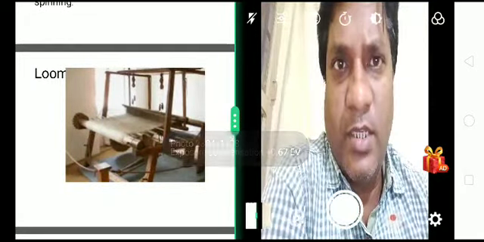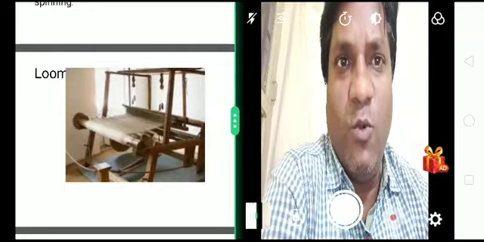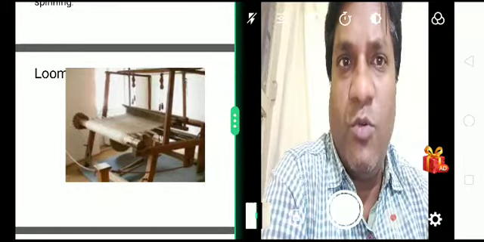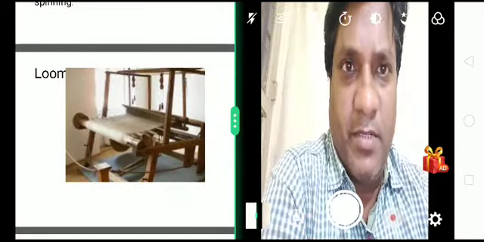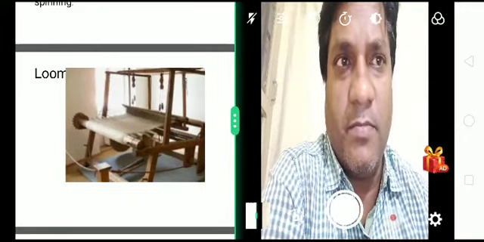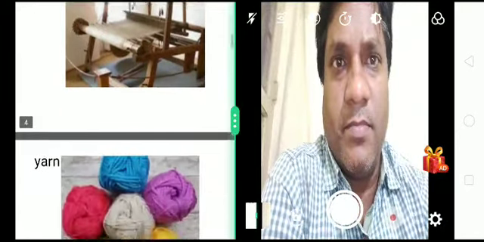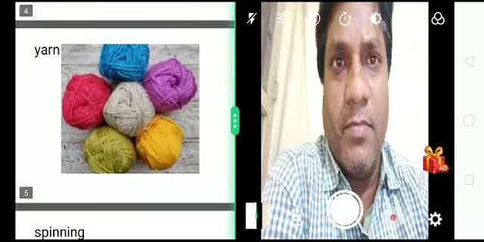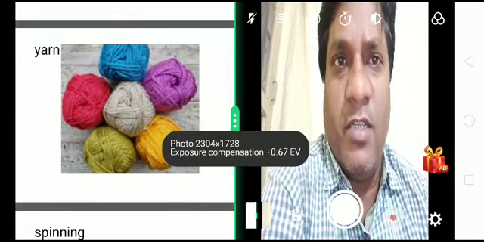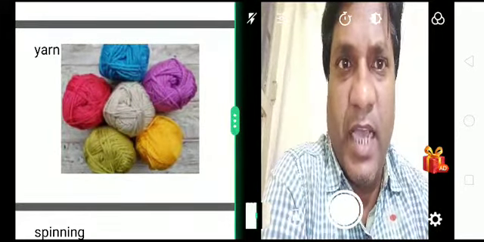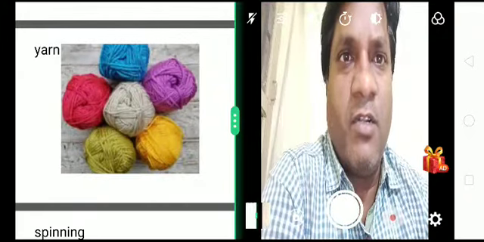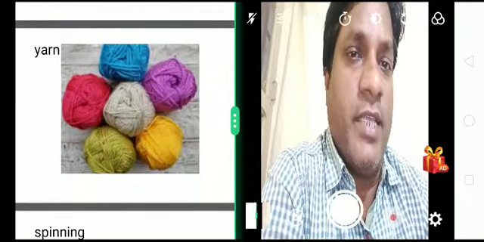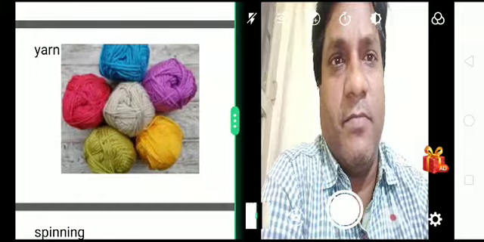So here you can see it is a picture of a loom which is used to make fabric from the yarn. Now this picture is a photograph of yarn. So a bundle or a bunch of long thread, that is called yarn.